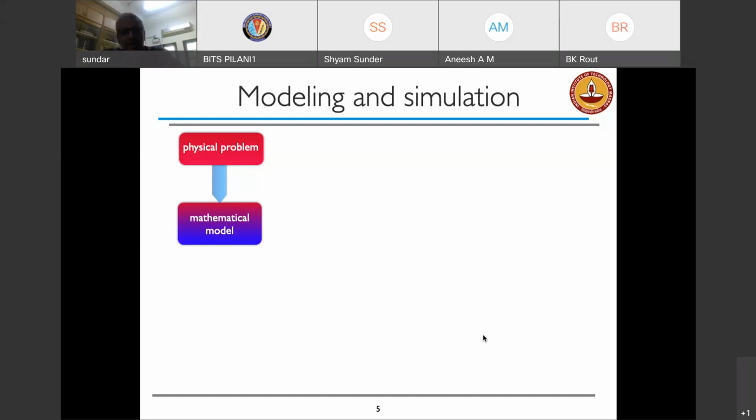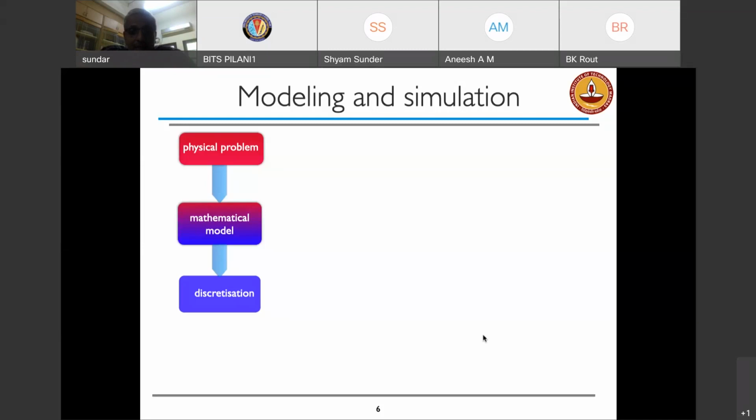But again, many times solving this mathematical model is out of reach. So we resort to numerical methods, which rely on so-called discretization. Discretization could be in space and in time, right? So you can have a temporal discretization and a spatial discretization, which essentially converts the differential equation, which is in a continuous form, to a system of linear equations, which can then be solved using computers.